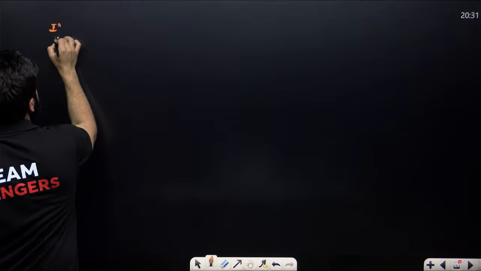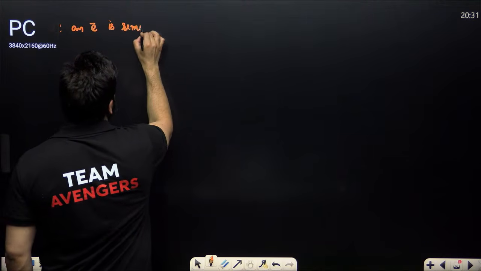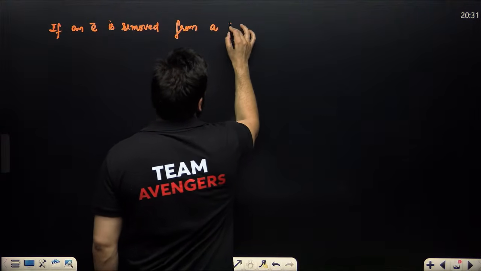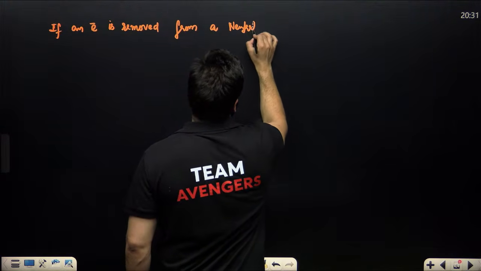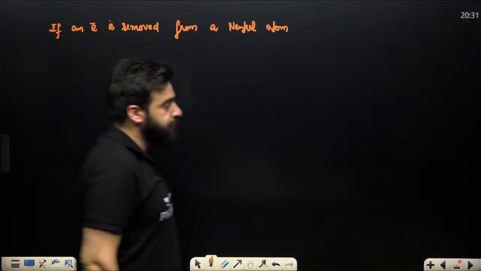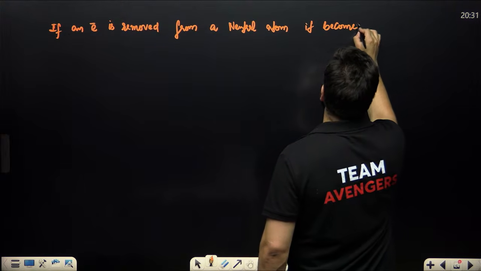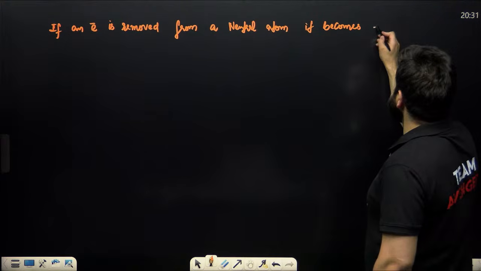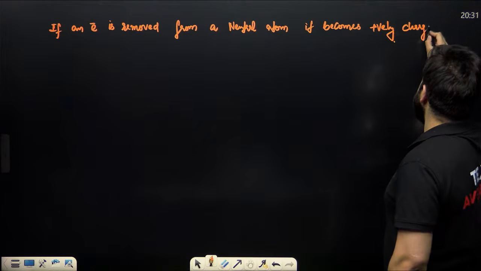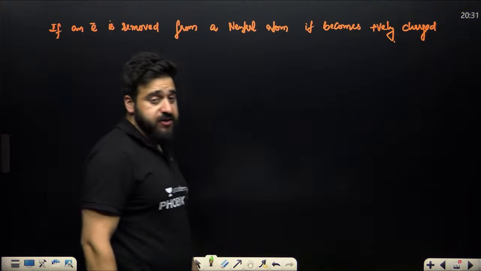If an electron is removed from a neutral atom, it becomes positively charged. If an electron is removed from the neutral atom, it becomes positively charged.